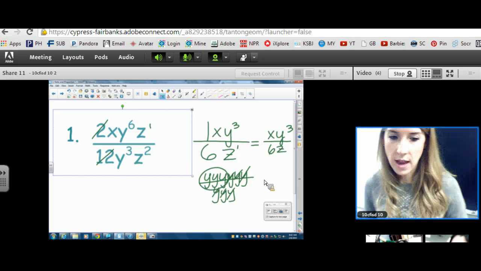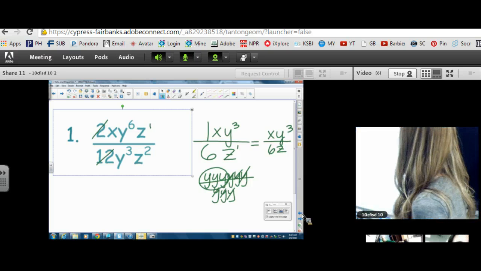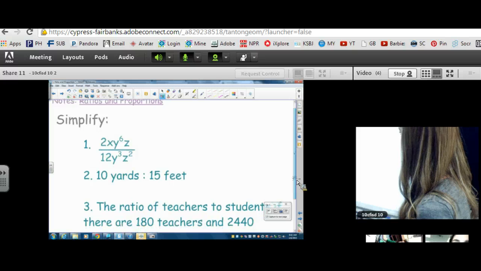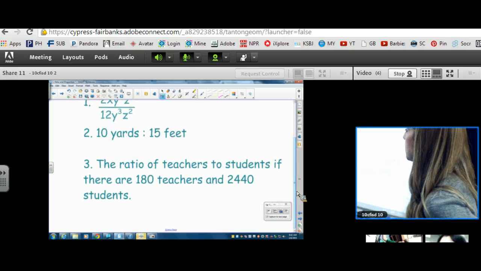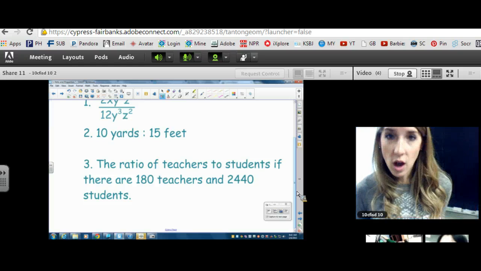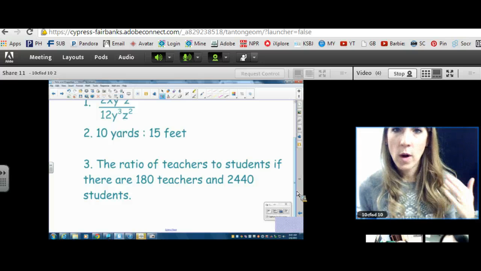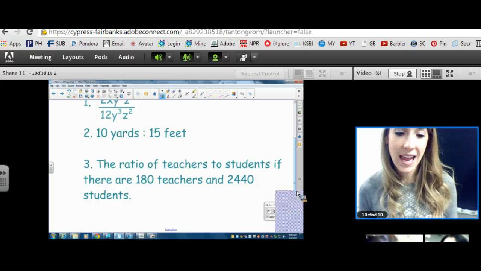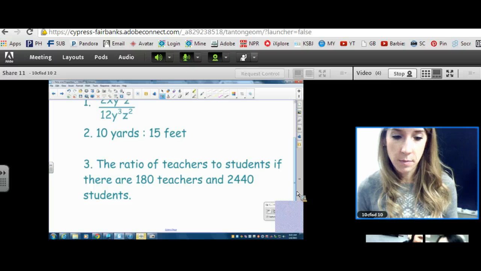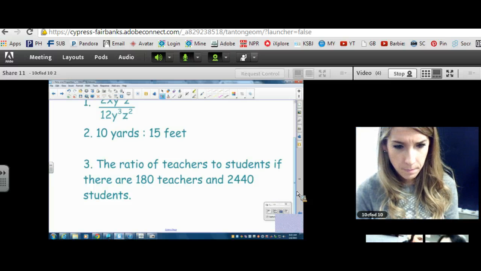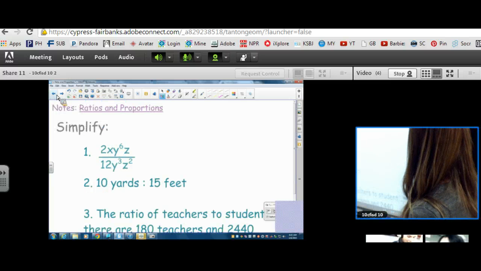We haven't done number 2 yet, Edriel. Okay, let's do number 2. 10 yards to 15 feet. Now, we talked about how there's 3 feet in a yard. You cannot simplify a ratio where the units are different. The units have to be the same in order to simplify it.